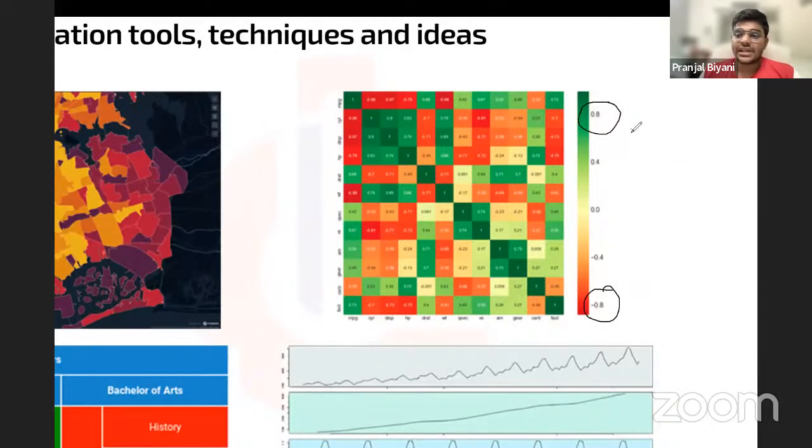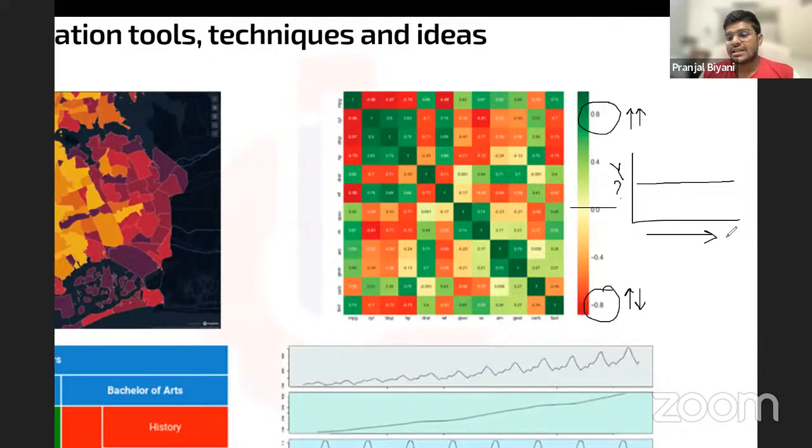What that means is if one thing increases here, the other also increases. Here, if one thing increases, the other decreases. Okay. And in the center, there is no relationship. That's basically like a straight line plot where changing one does not impact the other. There is no change in y-axis when there is a change in the x-axis.